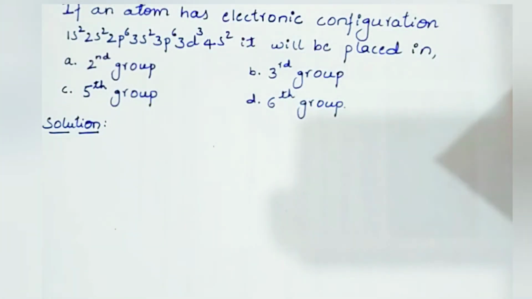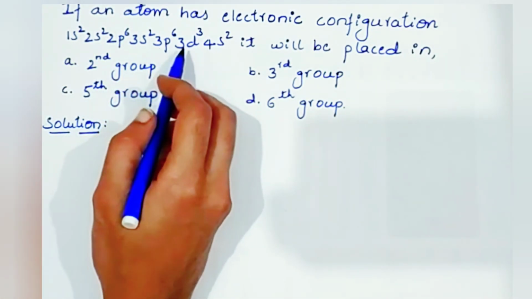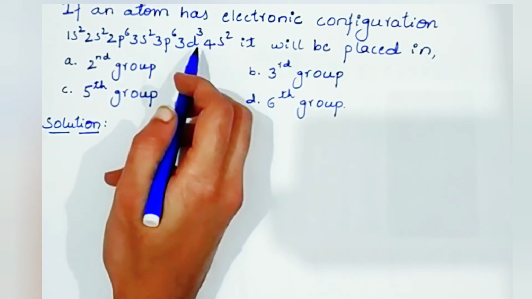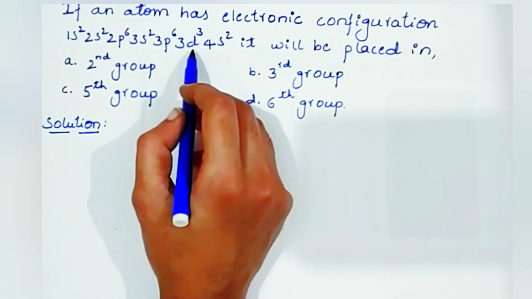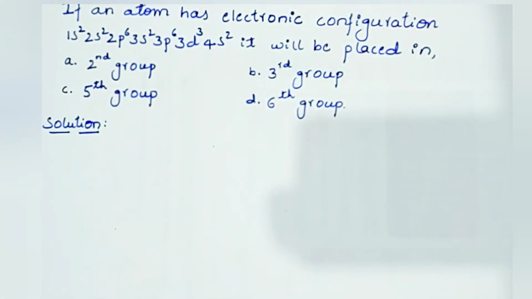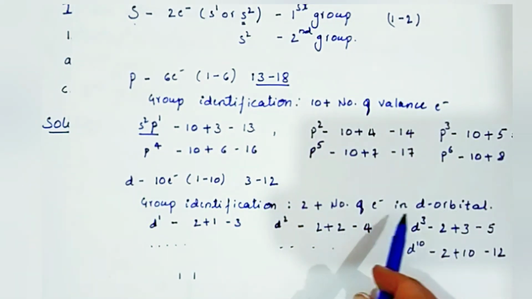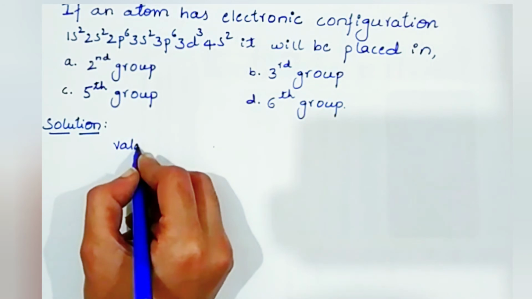In the given question, the electronic configuration is 1s2, 2s2, 2p6, 3s2, 3p6, 3d3, 4s2. So 4s is completely filled. So we can say that the valence electron enters into the 3d orbital, that is, d orbital. For d orbital, we have 2 plus the number of electrons in d orbital. That is the formula to find the group number.